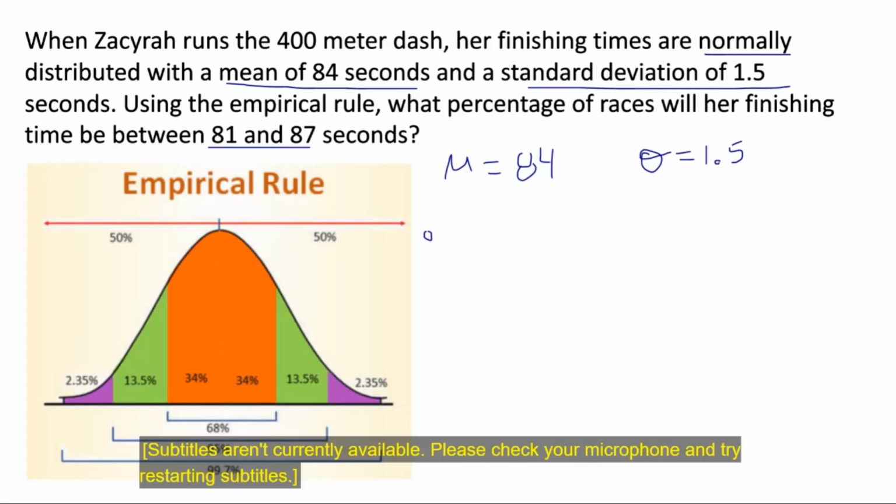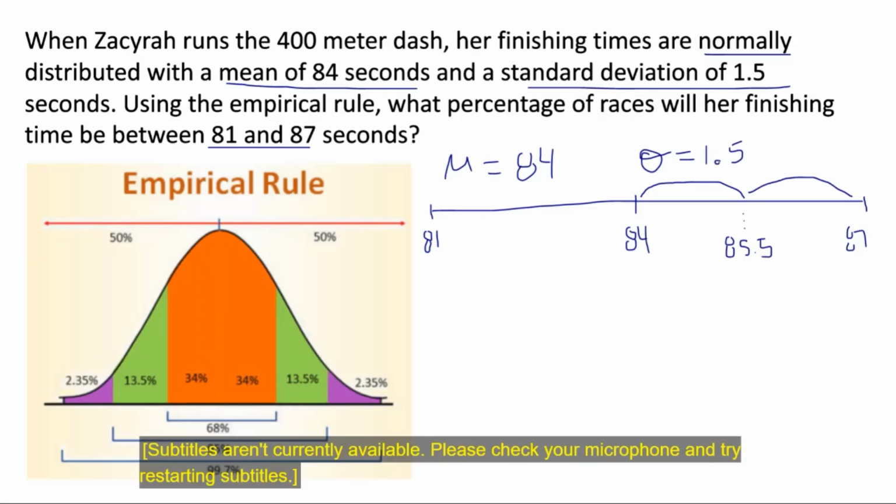So here we know that on the low end, she takes 81 seconds to finish a race. And on the high end, she'll take 87 seconds. Her average is 84. I need to figure out what percent of her races fall between 81 and 87 seconds. So let's figure out how many standard deviations that is. Well, if I add 1.5 once, it looks like I'm sitting at 85.5. If I add it again, I get 87. So it looks like on this side, we added our standard deviation twice.